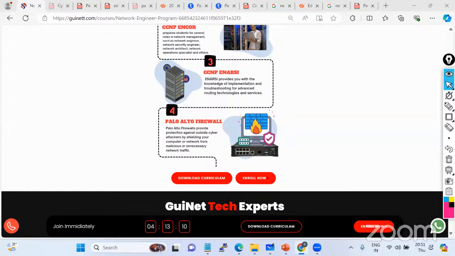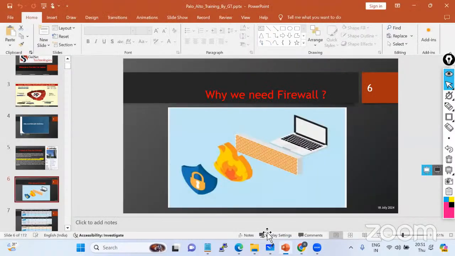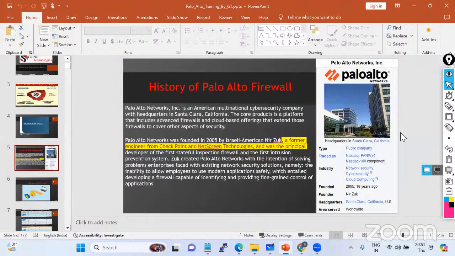Okay, no problem. All good. Thanks, Ajay. So now we have another concept. We understand network security and cyber security, so we should also know a little bit about the Palo Alto Firewall history. What is the history of the Palo Alto Firewall? We have a little bit of history available here.